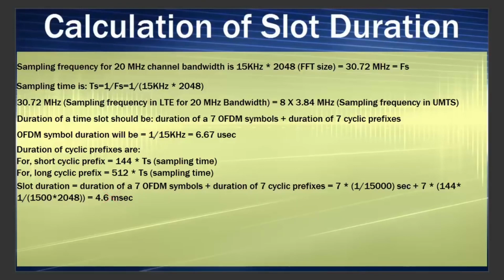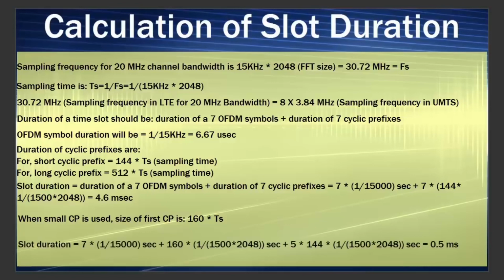Here's the answer. Interestingly, the very first CP in each slot is bigger than the rest of the CPs. When a small CP is used, the size of the first CP is 160 TS. So let's update the above formula and calculate slot duration again. This time it will come out to be 0.5 millisecond. So what is the conclusion? The conclusion is that the first CP is always bigger than the rest of the CPs, and the rest of the CPs are equal.